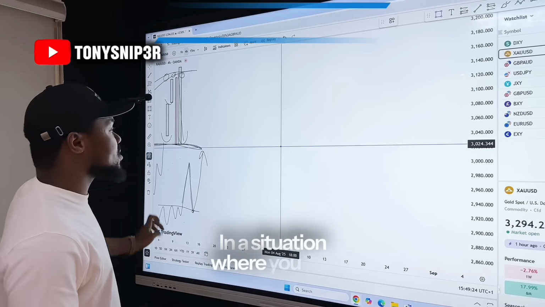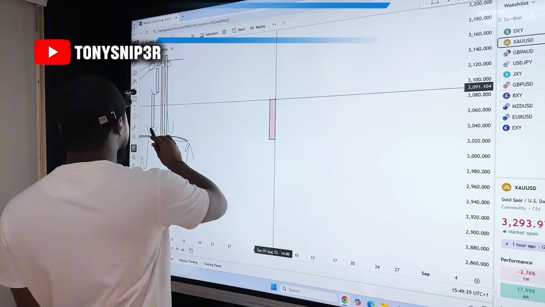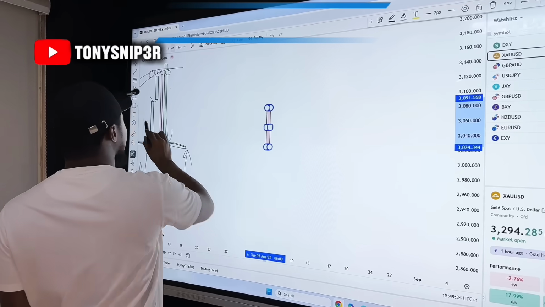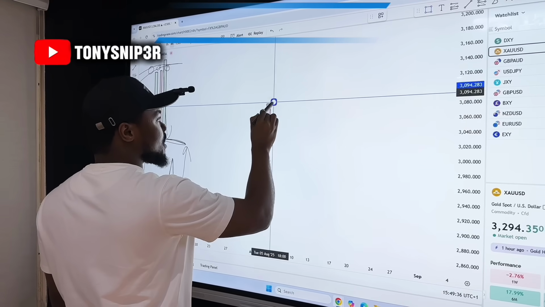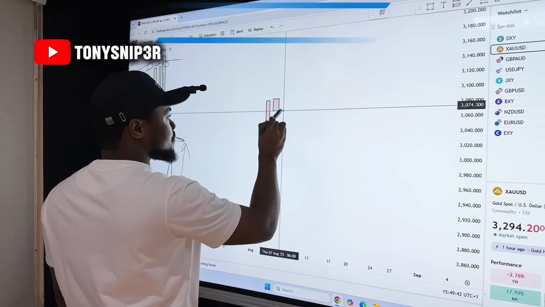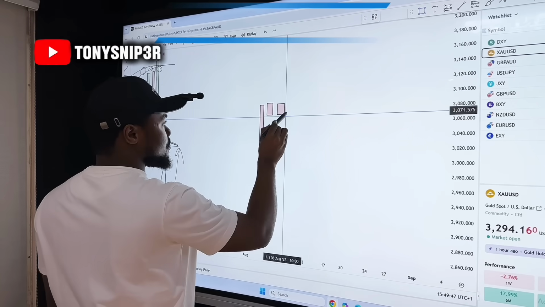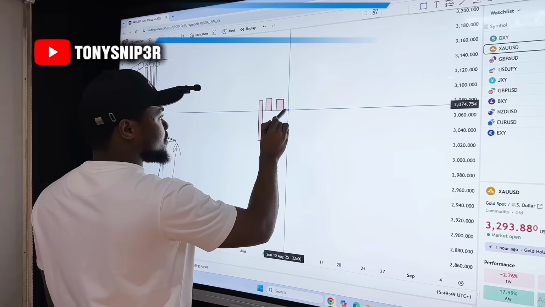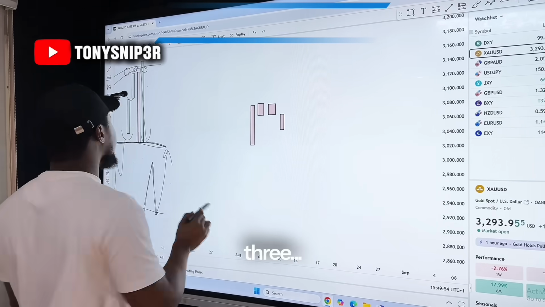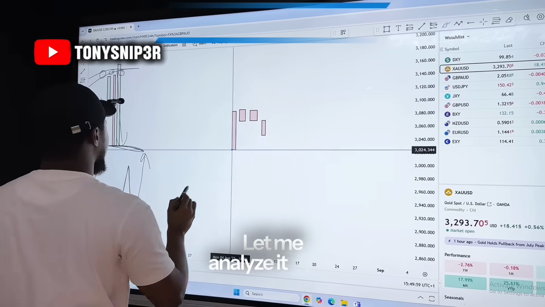In a situation where you see a market breakout, and after the market breaks out, then you start seeing small bodied candles, 1, 2, 3. Let me analyze it again properly.